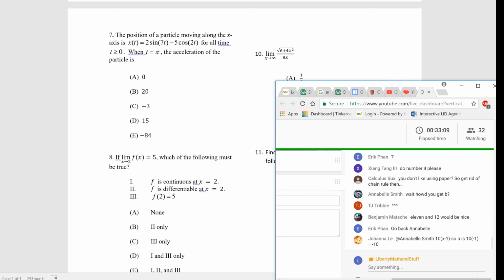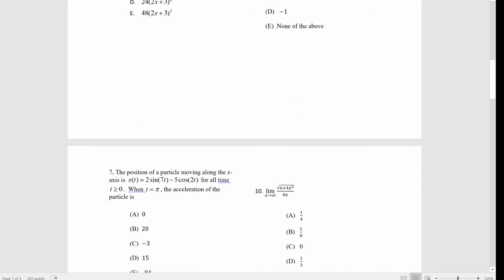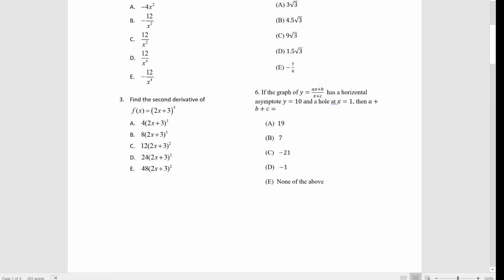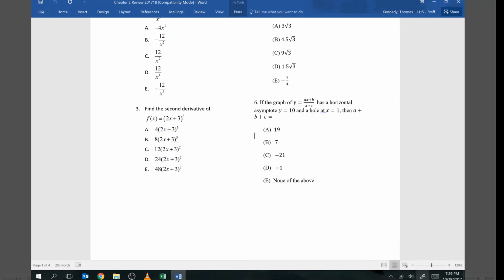11 and 12 would be nice. Wait, how do you get B? Oh yeah, okay, we're good. Seems like Johanna explained it. I can go back and look at it real quick. In B, because it's... oh, I can't write on the screen. Here we go.